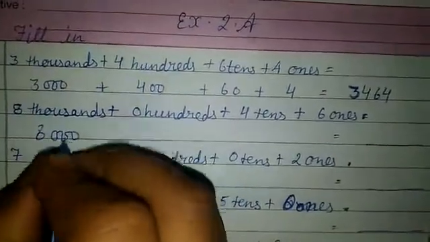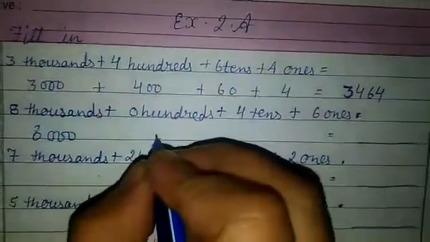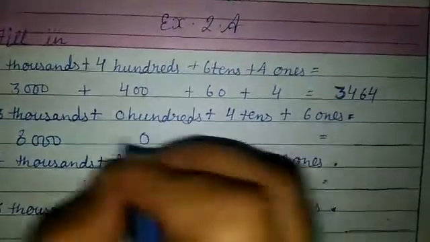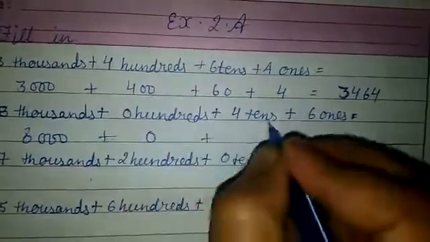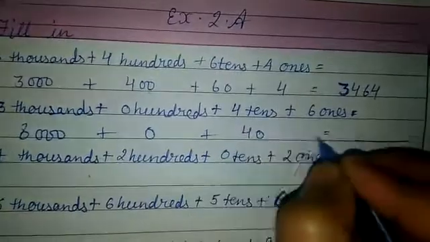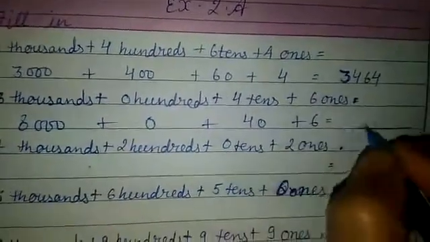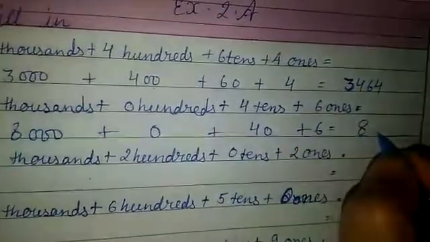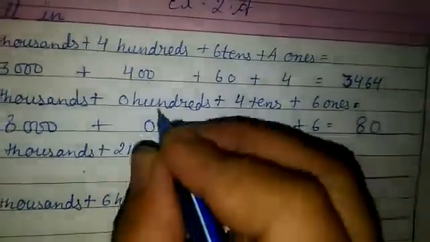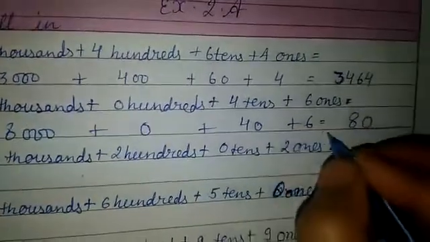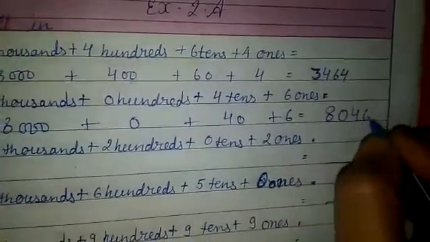Now here's 8,000, 0 hundreds, 4 tens, 6 ones. 8,000. Okay, ones, tens, hundreds, thousands. 0 hundreds plus 4 tens, 40, plus 6 ones. It means 8,000. 0 tens means 0, 0 hundreds means 0, and 40 and 6 is 46.